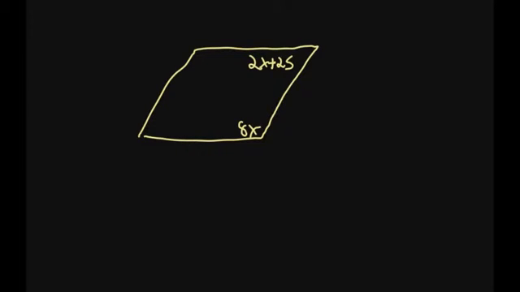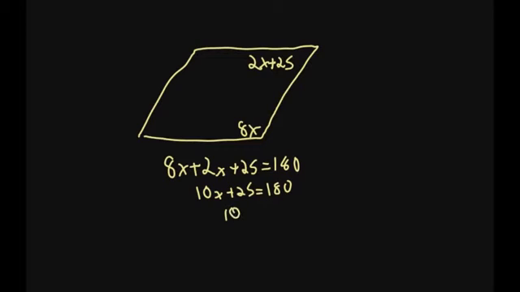Alright, so let's use what we just learned about consecutive angles. We know those two angles are consecutive, so they have to equal 180. So if I add them up, 8x plus 2x plus 25, that has to equal 180. Combine my like terms, that would be 10x plus 25 equals 180. Subtract the 25, I'd get 10x equals 155. Divide by the 10, I get x equals 15 and a half.